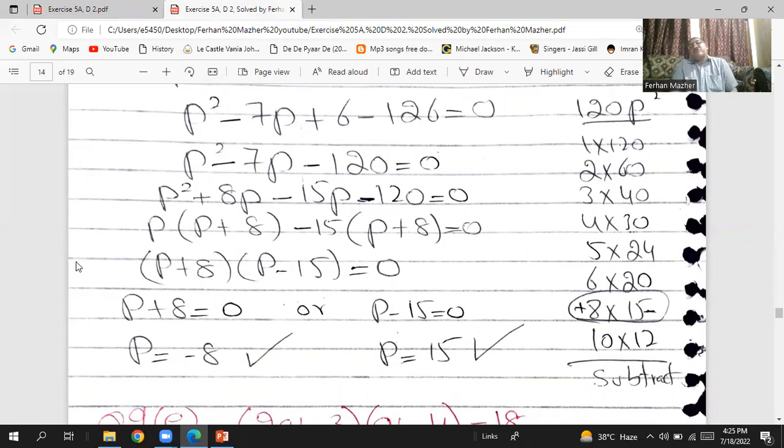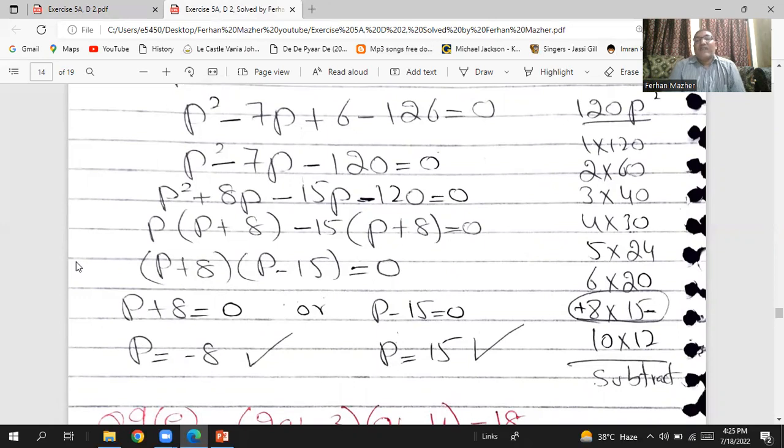So we will multiply the extreme terms. You will get 120p square. So we will write the factors of the 120. The factors of the 120 are 1 into 120, 2 into 60, 3 into 40, 4 into 30, 5 into 24, 6 into 20, 8 into 15, and 10 into 12.